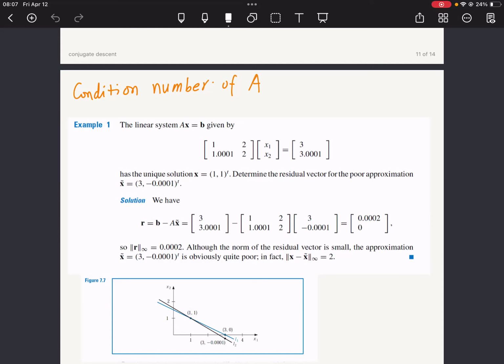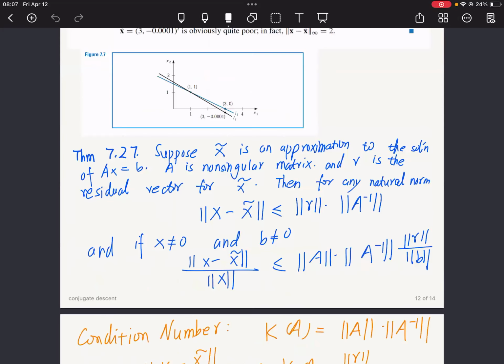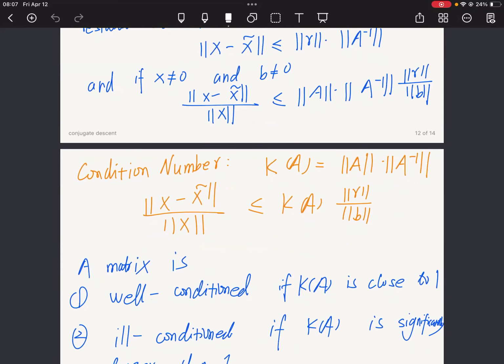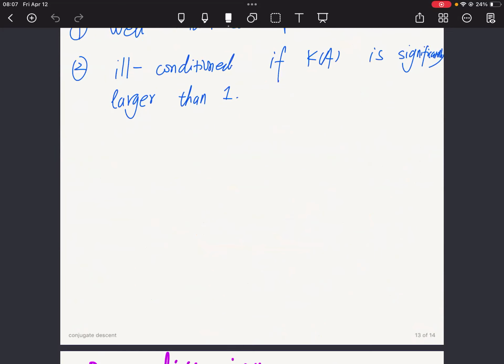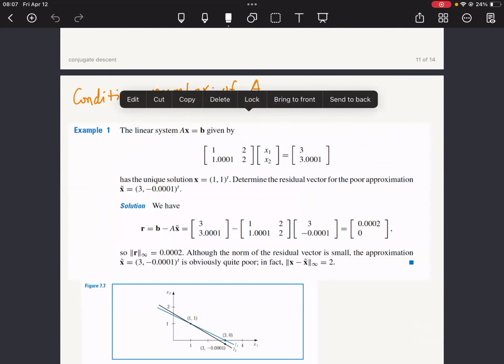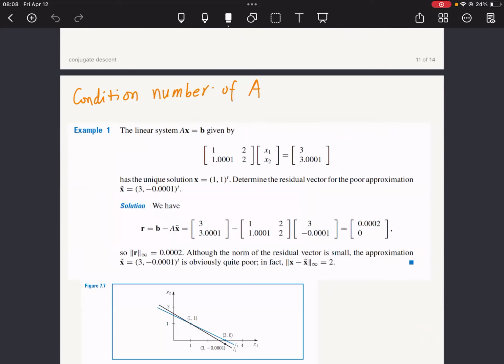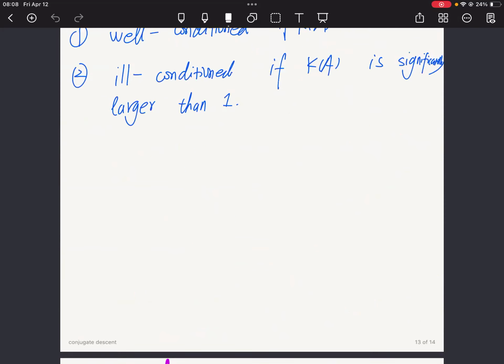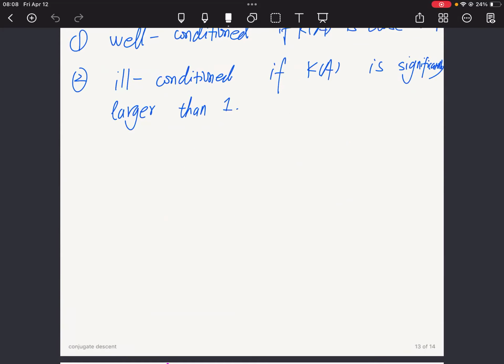But now let me just tell you how to get the condition number for this system. This is example A. It looks like this, and the matrix should be 1, 1.0001, 1 and 2. Now I'm going to get the condition number here, to tell you this system is a bad one, an ill-conditioned one, from the condition number. So let's see this example.